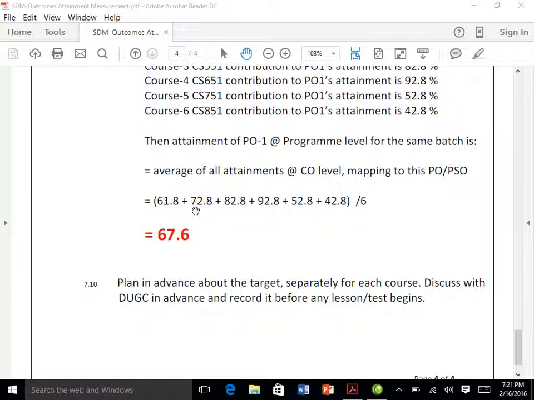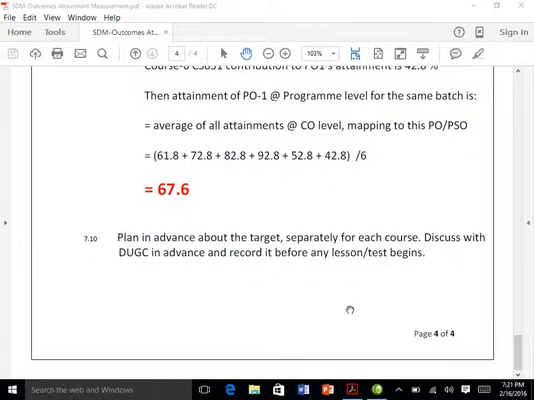Plan in advance about the target separately for each course, discuss with DUGC in advance and record it before any lesson or the test begins.